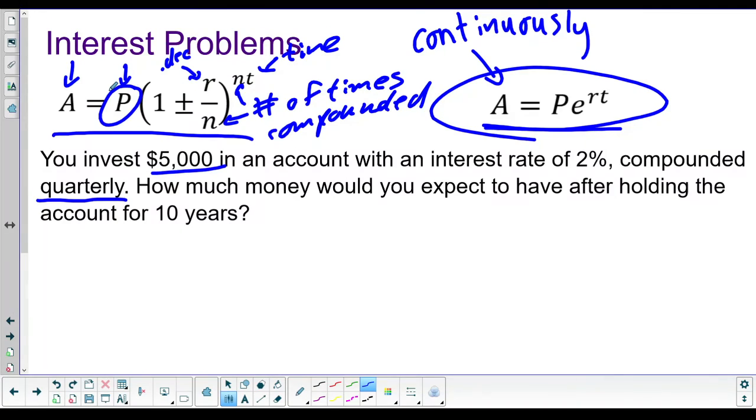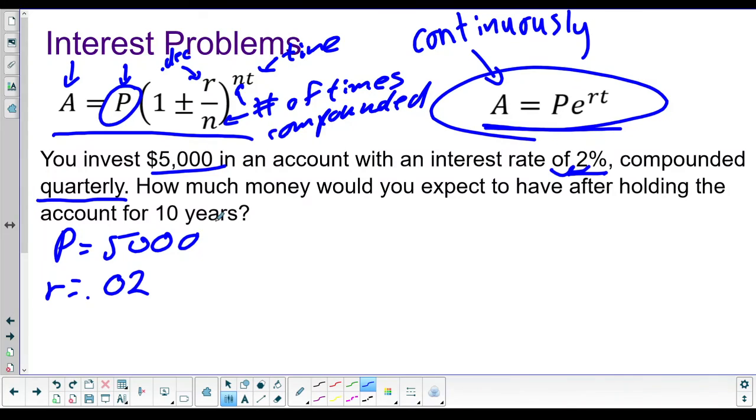So you invest $5,000. That's our starting amount. In an account with an interest rate of 2%, that's our rate. As a decimal, here, let's write these down, 5,000. As a decimal, 2%, we move the decimal 2 places left. So our rate is going to be 0.02.